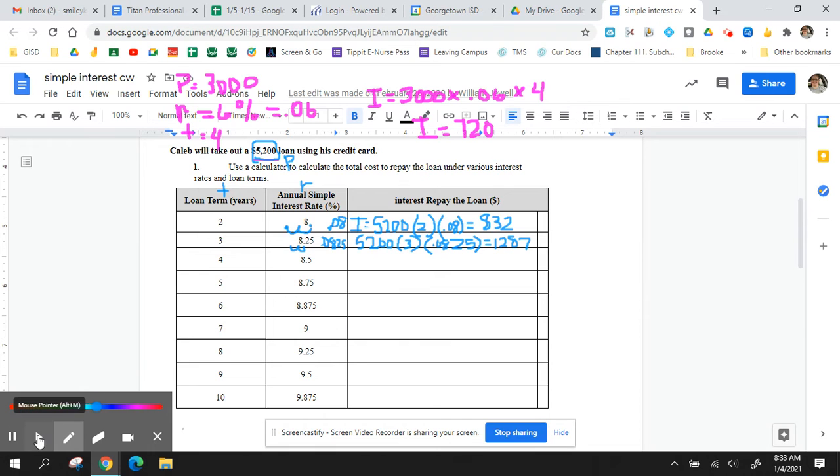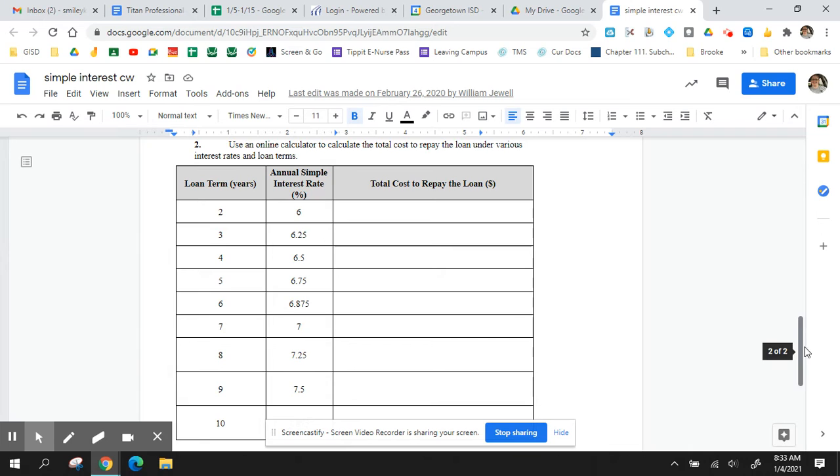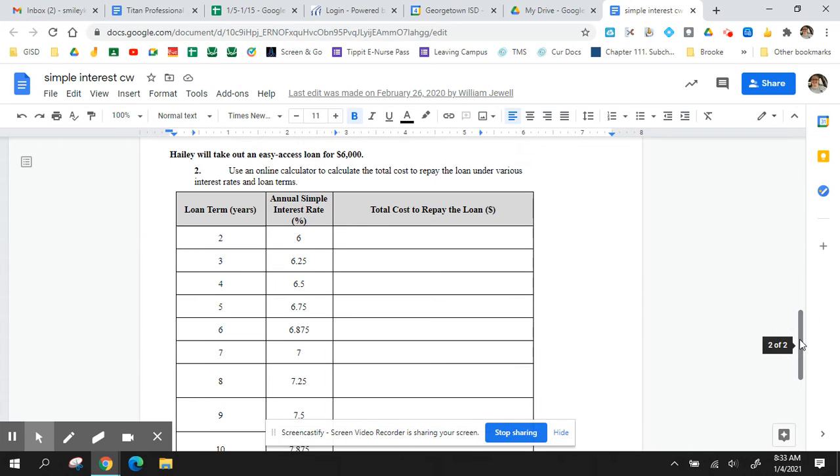Now, if we scroll down a little, the next type of problem is what if we wanted to figure out how much it costs totally to pay back everything? What that means is you're going to take the I that you find, like what we were doing right above, and we're going to add our P to find the total amount. That P is what we start with. That P for this example is 6,000.